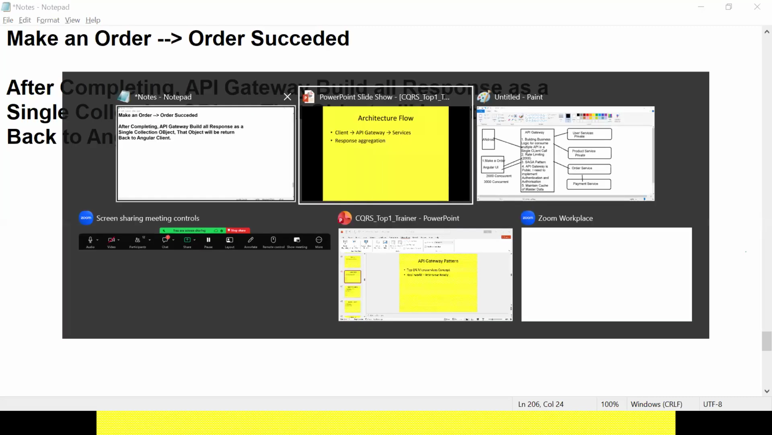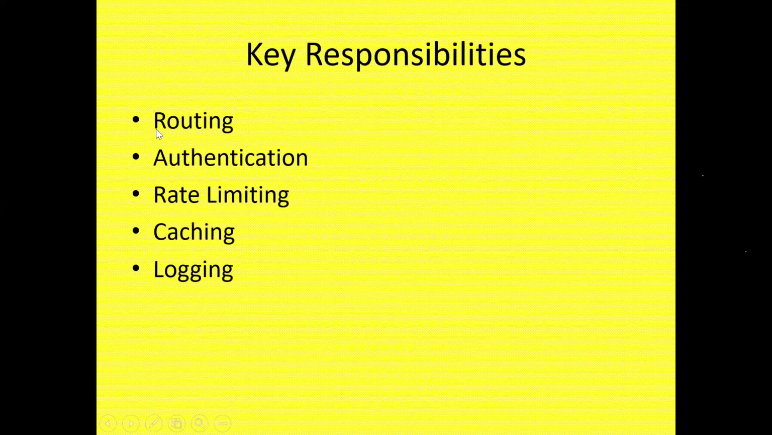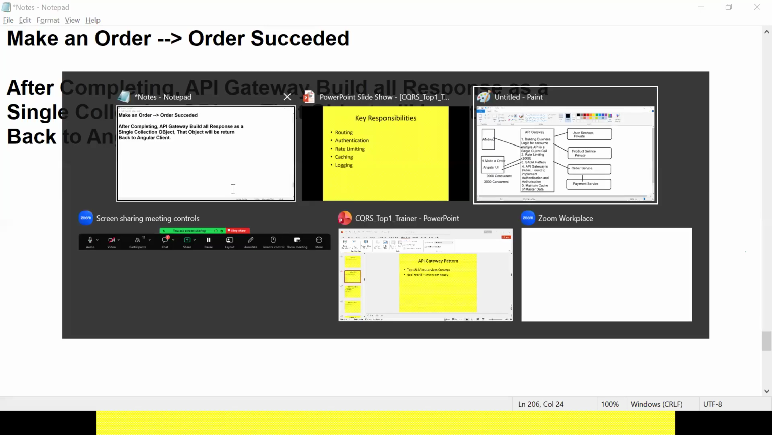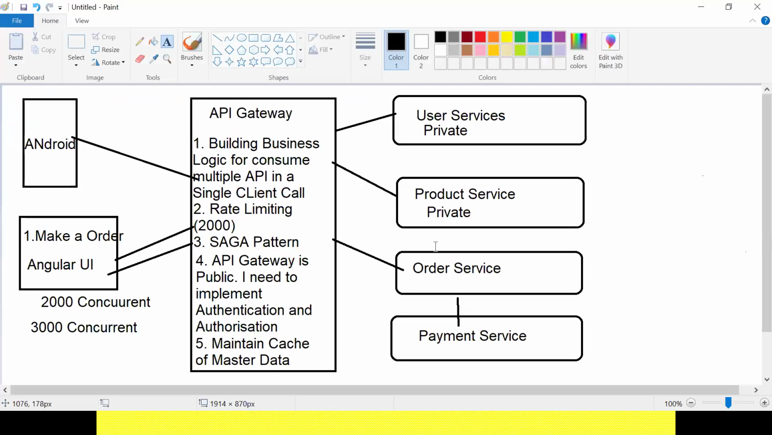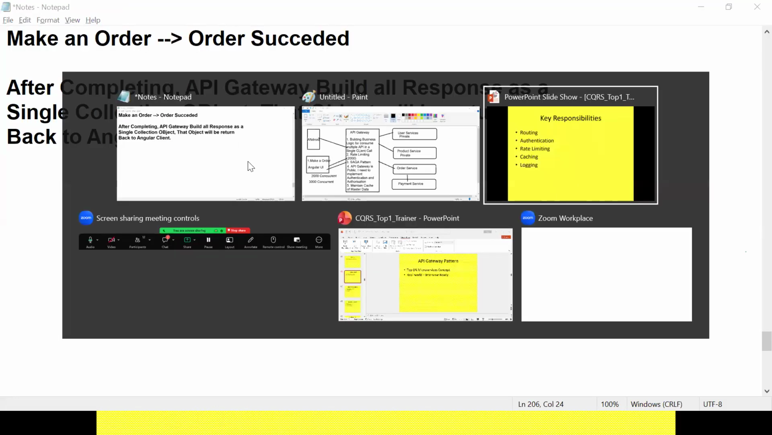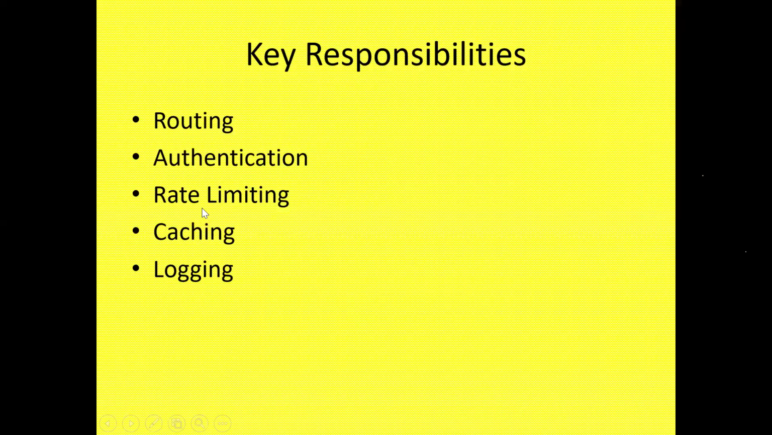So now go back. The key responsibility is nothing but routing. Routing means I'm getting a single call, but routing to different services. Am I right? Yes. I'm doing routing, or not? Yes. Okay, so routing comes into the picture. Authentication, I spoke about it. Rate limiting, I spoke about it. Caching, I spoke about it. Logging, I will explain at a later point of time when I'm implementing.